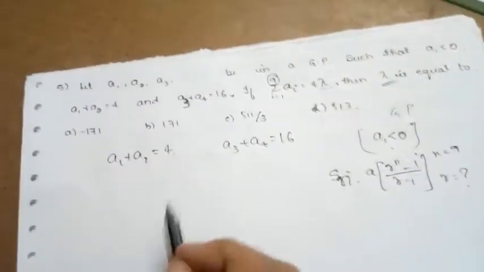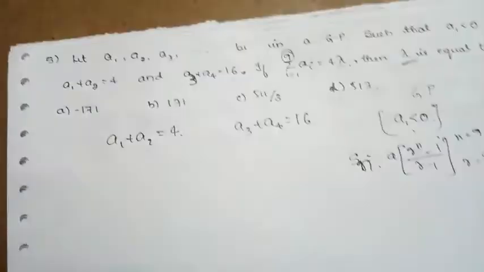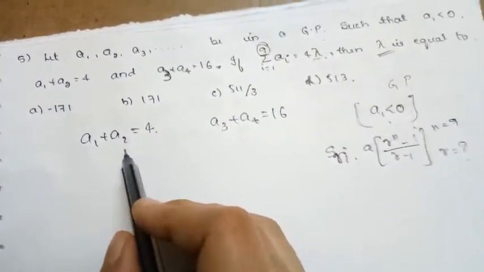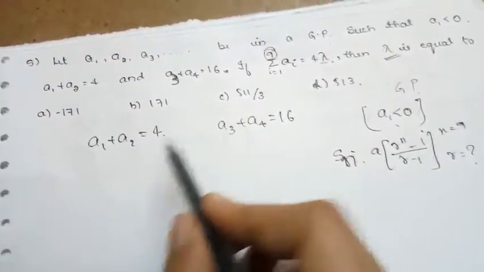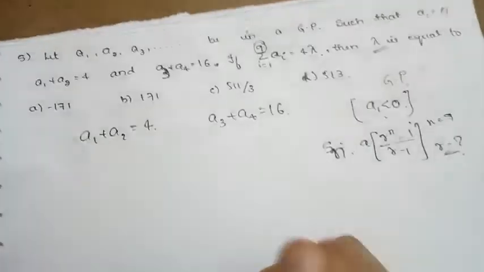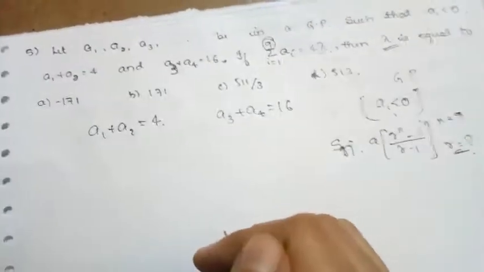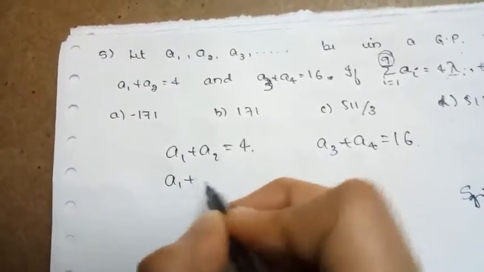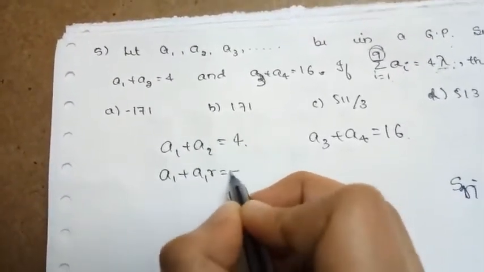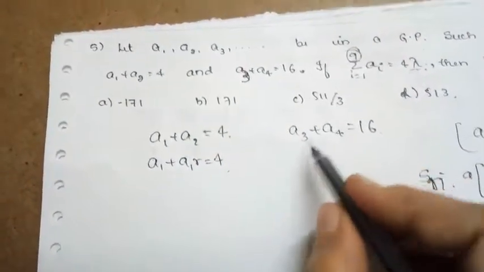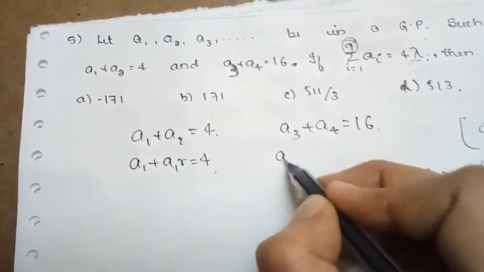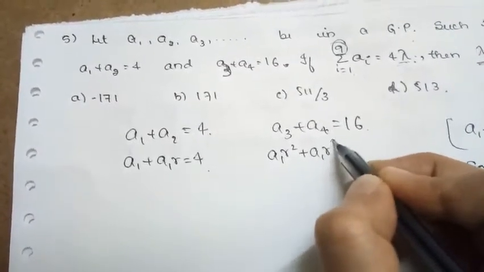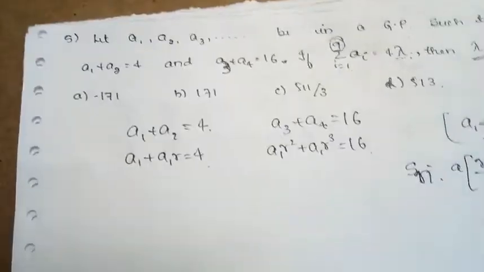But we need to find the value of r. To find the value of r, we should find the value of a, and later we are going to get the value of r. Now a1 plus a2, how can I write it? It can be a1 plus a1r is equal to 4. And a3 plus a4 is a1r square plus a1r cube is equal to 16.